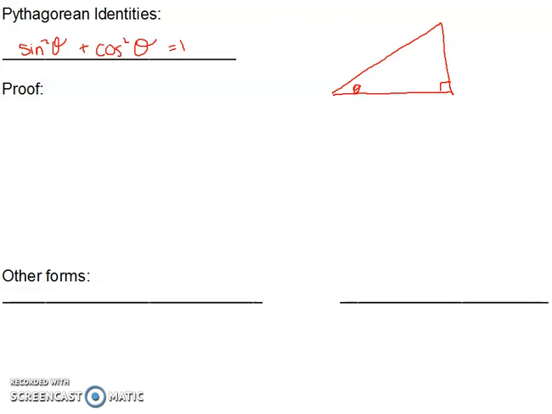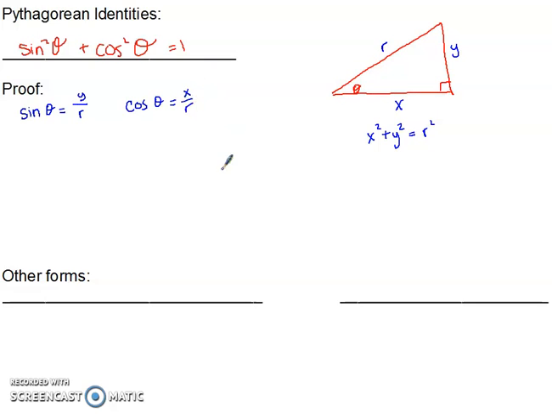Pretending that this is in a coordinate plane, I'll let my horizontal be x, my vertical be y, and then my hypotenuse will be r. Since this is a right triangle, we can use the Pythagorean theorem to write a relationship between the 3 sides. So that means that x squared plus y squared is equal to r squared. Now I know that sine of theta is equal to the opposite, which is y, over my hypotenuse, which is r. I know that cosine of theta is equal to my adjacent side, which is x, over my hypotenuse, which is r.